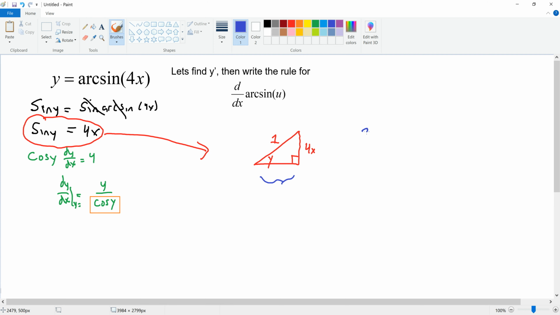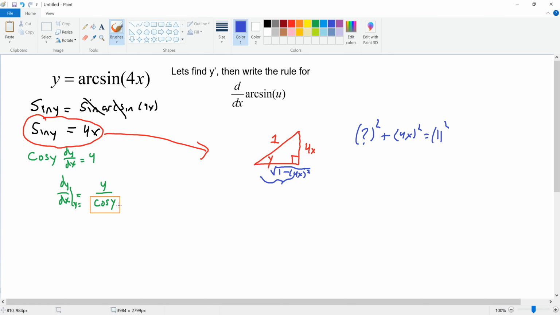So if we had that unknown side squared plus that expression, 4x squared, equals 1 squared, I can rearrange this to solve for it, and I'm going to end up getting that this side is the square root of 1 minus the quantity 4x squared. So that's how I have this relationship.